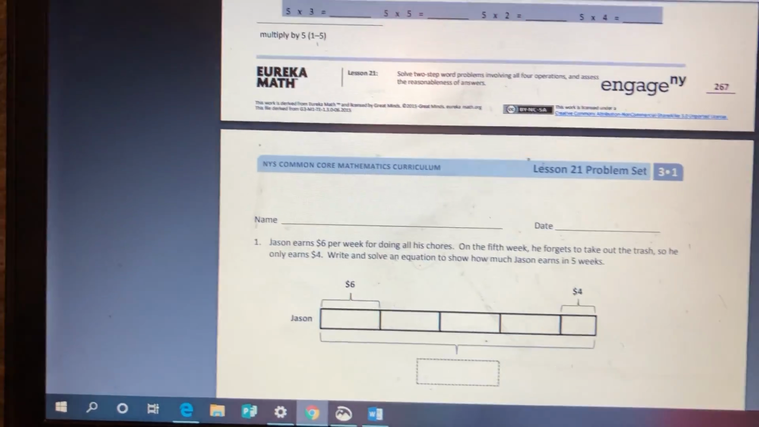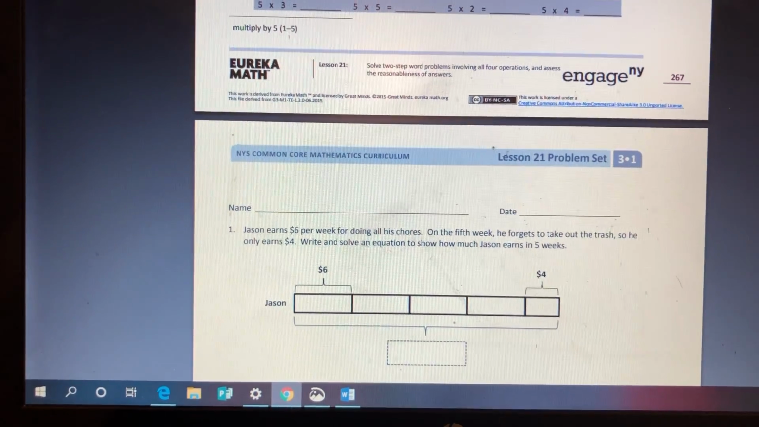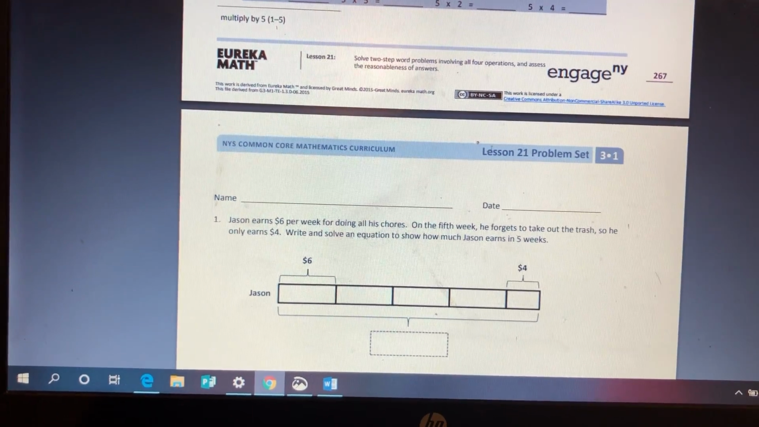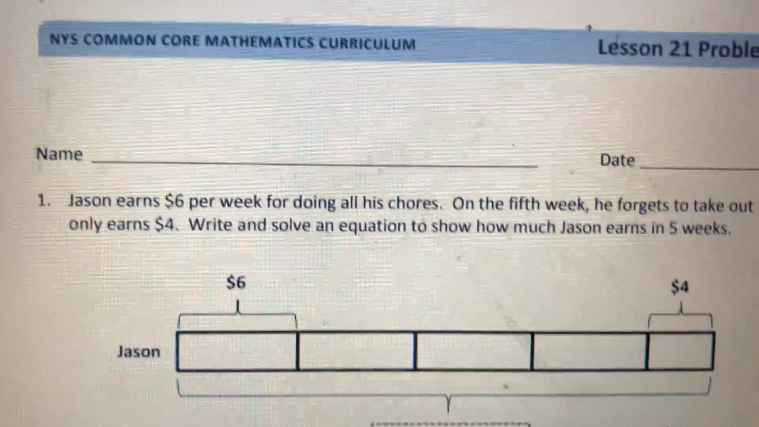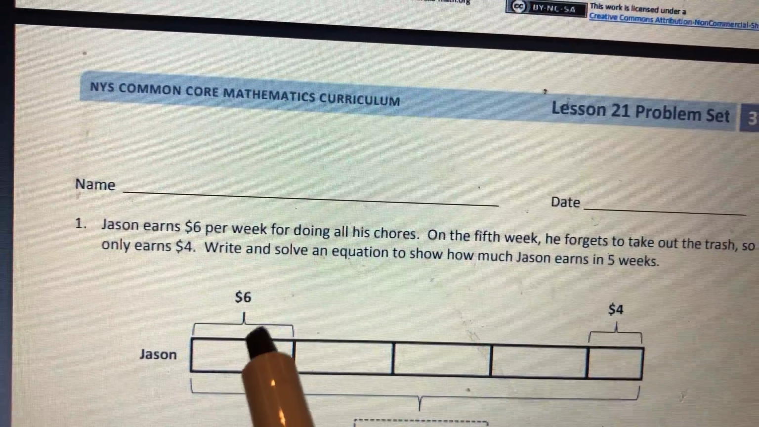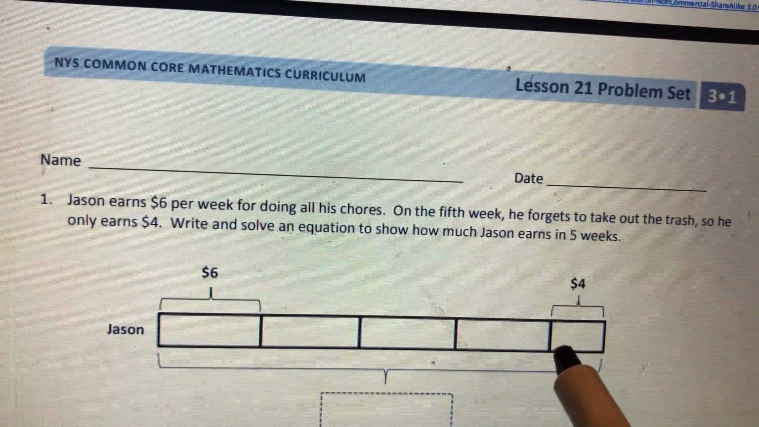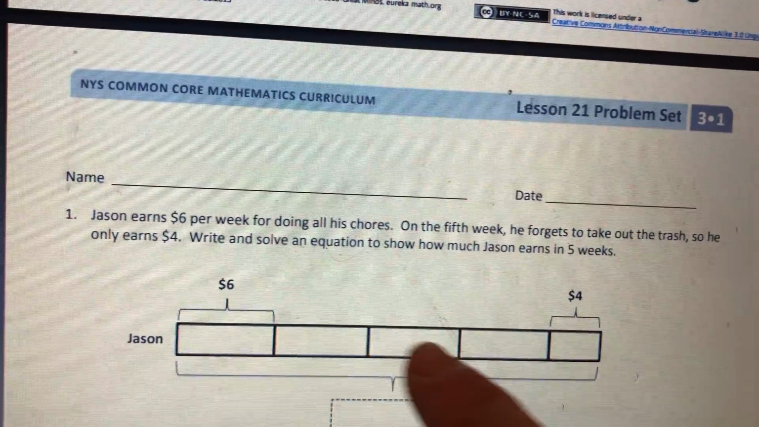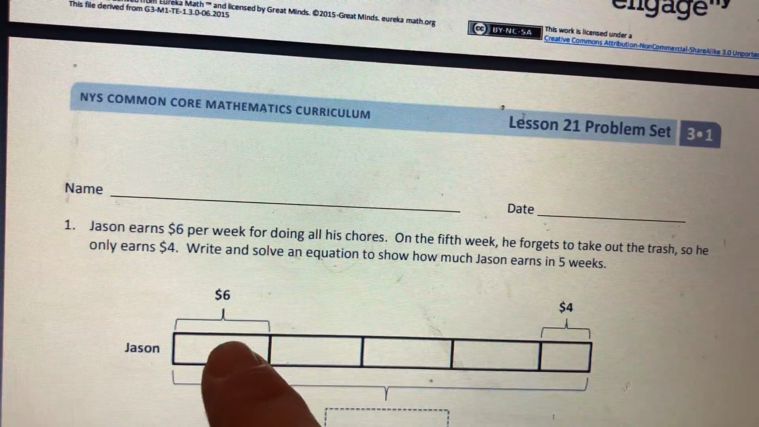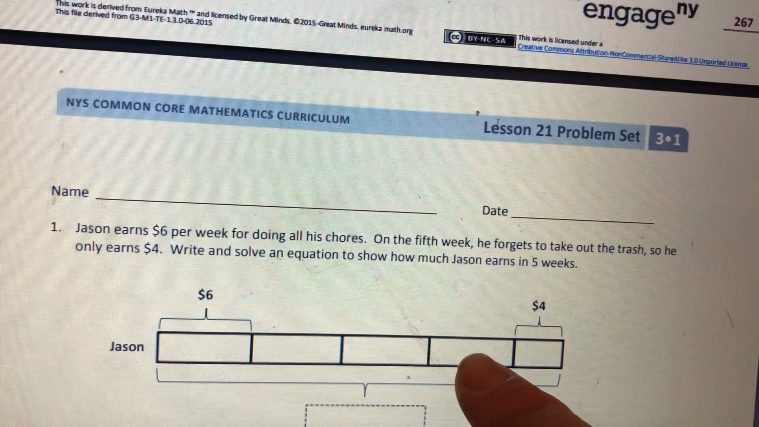Okay, well, first of all, we read the question. Now we need to draw. So if you see this is a tape diagram. So they drew 1, 2, 3, 4 boxes that are the same length. It's because in those 4 weeks, he earned $6 each. So I'm going to go ahead and do that here.